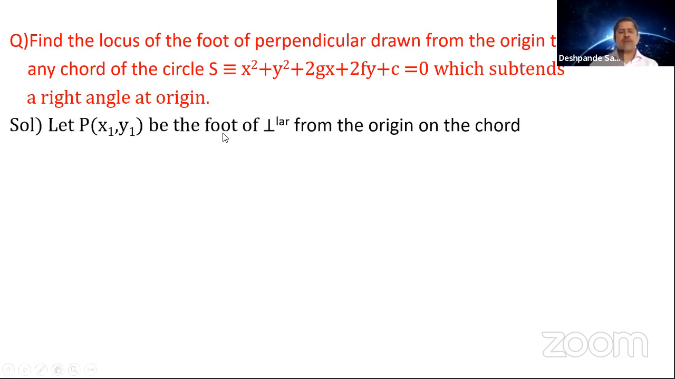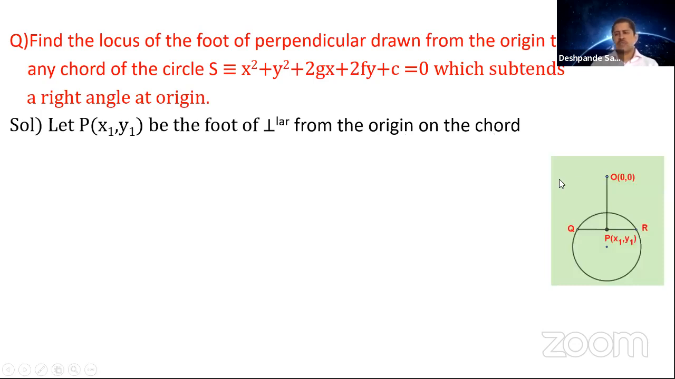So let P(x1, y1) be the foot of the perpendicular from origin onto the chord. So you see the chord is QR, and from where you are drawing, 0, 0. So you call this point x1, y1. So you are going to find the locus of this point.